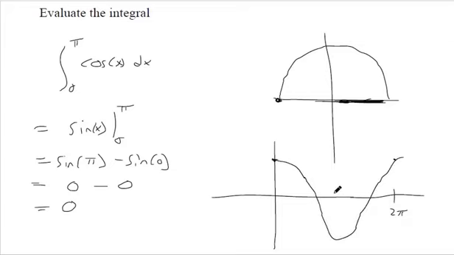So we were talking about halfway through. My drawing's not very good, but this area is positive. This area is equal and negative. So they cancel each other out perfectly.